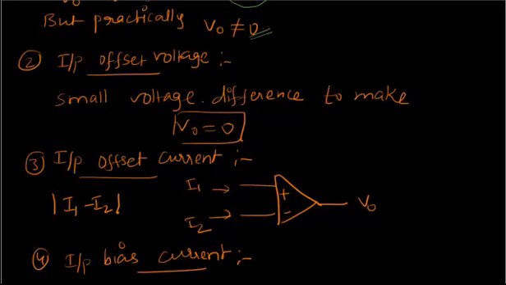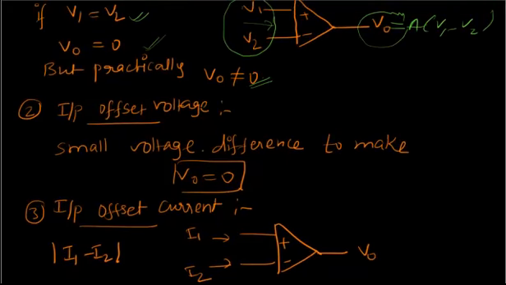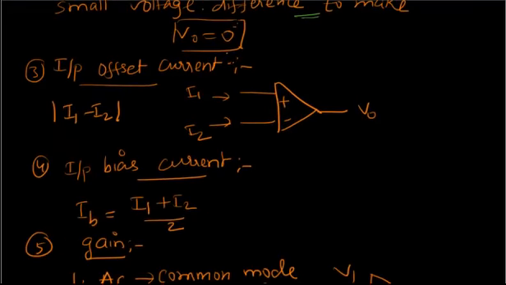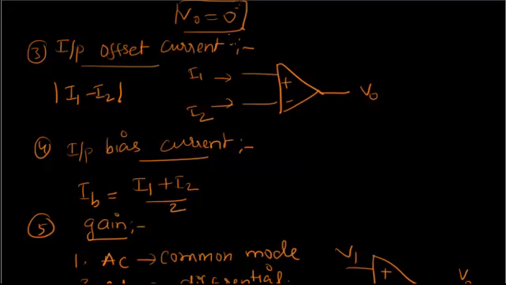Now the input offset voltage is nothing but, as I told you here, this small voltage difference exists even when these two are equal. So to make this 0, some voltage has to be applied here, which is some standard value for a given op-amp. This voltage difference that has to be applied, V1 minus V2, to make output 0 is called the input offset voltage. Okay, next, similarly we also have input offset current, which, as you can see from the above definition, is nothing but the difference between the currents flowing in the two terminals.